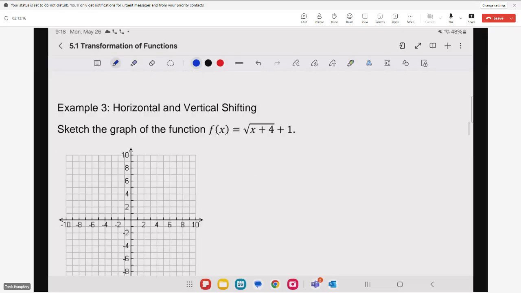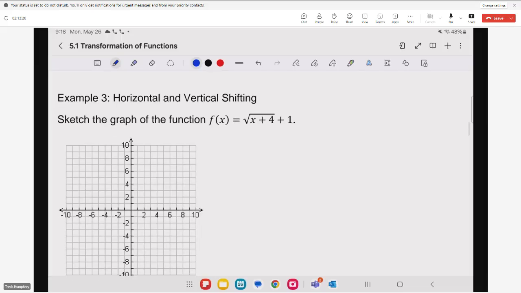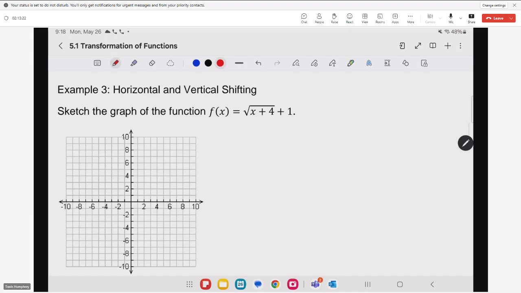Alright, so this one's got a combination. It's got both a horizontal and vertical shift. So let's put the parent function of the square root function. Looks kind of like this. So we're going to shift this 4 units to the left and 1 unit up. So we'll use this critical point. We're going to go 4 units to the left and then 1 unit up. So it's going to move to here and has the same general shape.